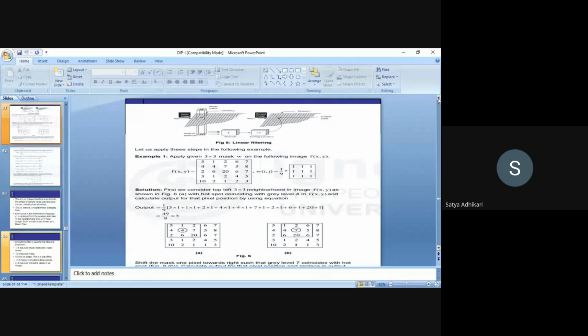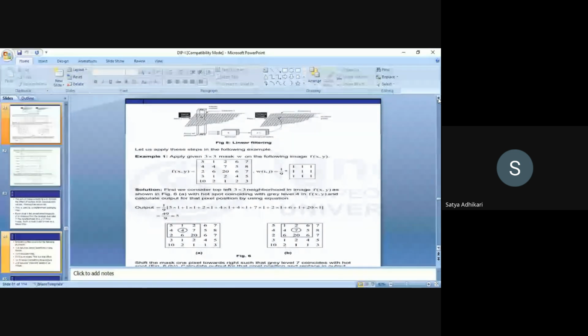You know that an image consists of a lot of pixels, but we take only 25 pixels for this example, whose values are given in a matrix: 5, 1, 2, 6, 7, 4, 4, 7, 5, 8, 2, 6, 20, 6, 7, 3, 1, 2, 4, 5, 10, 2. This is given, and the mask is given as 3 cross 3. We know that we can take a mask of 3 cross 3, 5 cross 5, 7 cross 7, 21 cross 21. As our image size is only 5 cross 5, we take a mask of 3 cross 3 whose values are given. So first we consider the left 3 cross 3 neighborhood in image f(x,y).